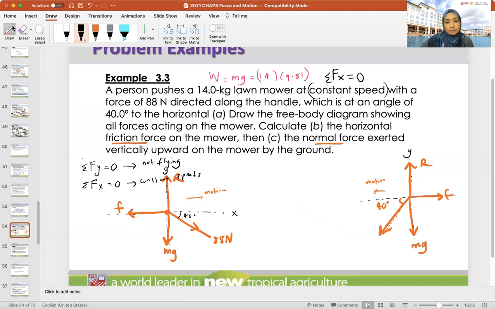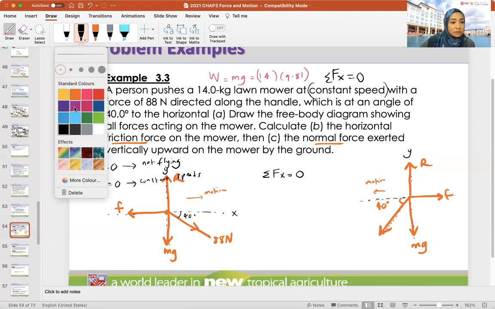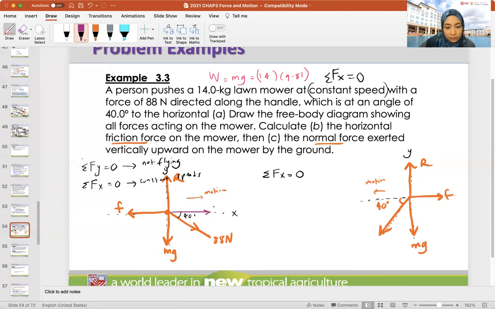So now we are writing the equation. Start with your condition: net in the Fx is equal to 0. And what should be in my equation? We forgot to resolve earlier. Let me resolve first. That is one of the things that we need to do. 88 cosine 40, and this would be 88 sine 40. Remember, the axis that is touching the angle gets the cosine. So what is in my x-axis? We have 88 cosine 40 going forward.